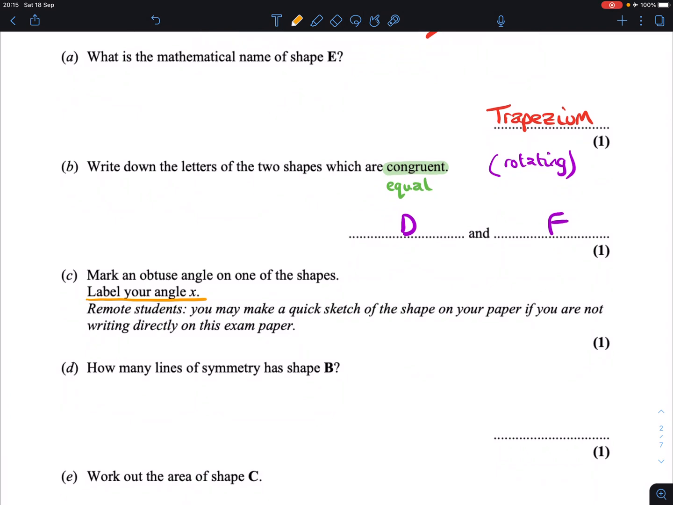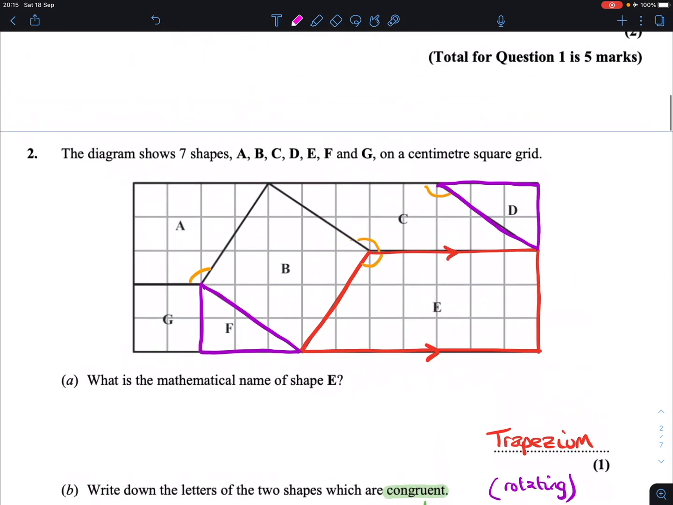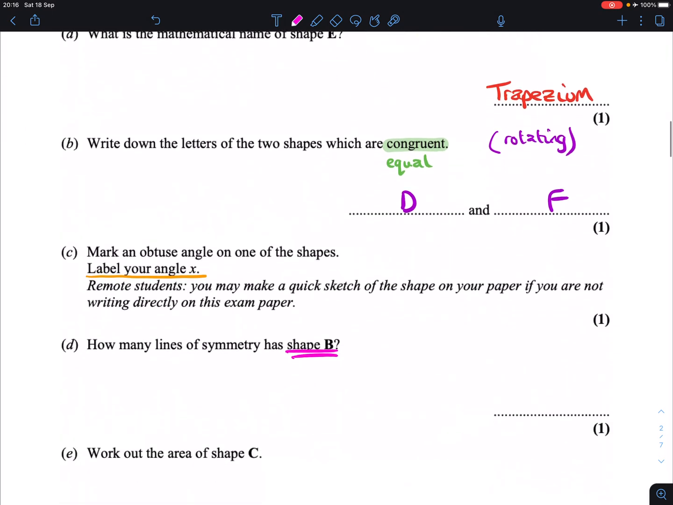Part D. How many lines of symmetry has shape B? Well, shape B is a square, and a square has 4 lines of symmetry. One running vertically, one running horizontally, and then 2 running diagonally. Now my picture's not going to win any awards here, but you have 4 lines of symmetry, like so.